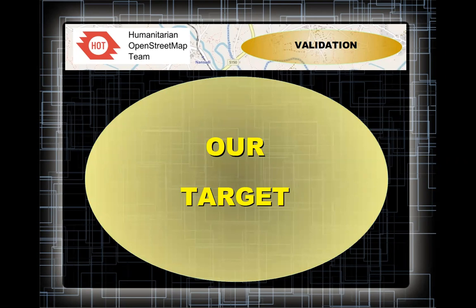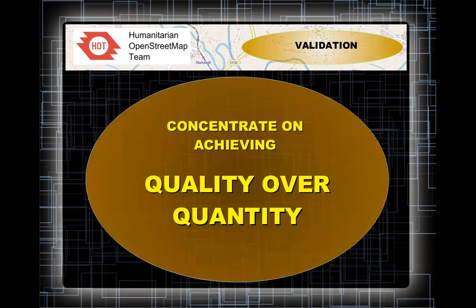Right, what is our target? Right, we need to have something to aim for. And our first target is to concentrate on achieving quality. Quality mapping means that people have a great deal of confidence in what we have done and how we have mapped it, and will continue to request that we help them with their humanitarian issues. So, quality over quantity. It's not a case of trying to turn the whole of the tasking manager page green with squares that indicate it's been validated. What we want to do is to turn those squares green because the quality of the mapping is good.